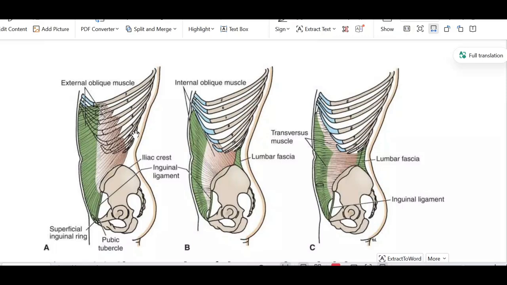So that was all about the three muscles of the anterolateral abdominal wall. Now the remaining muscle, that is the rectus abdominis muscle and the rectus sheath and the transversalis fascia, we are going to discuss in the next part of the anterolateral abdominal wall muscles.